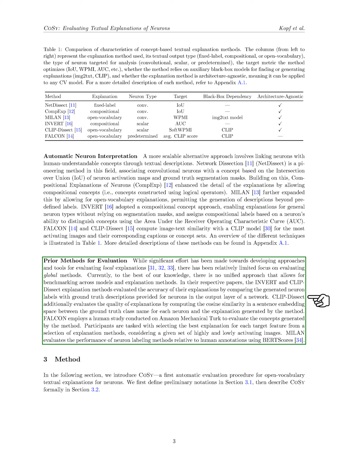For example, ClipDissect also measures the quality of explanations by computing cosine similarity between the ground truth class name for each neuron and the explanation generated by the method. Falcon conducts a human study on Amazon Mechanical Turk to evaluate the concepts generated by the method. Milan evaluates neuron labeling methods relative to human annotations using BERT scores.